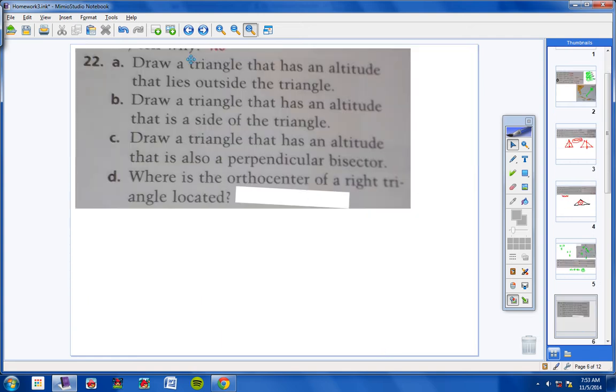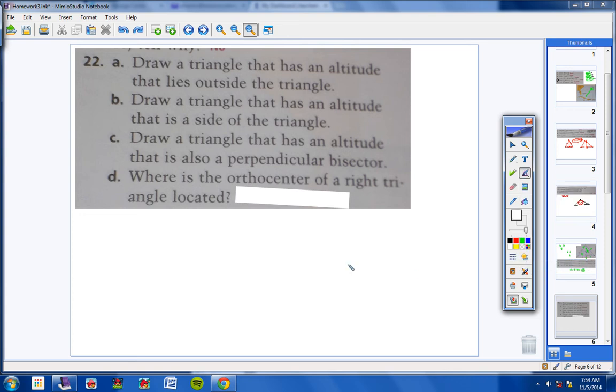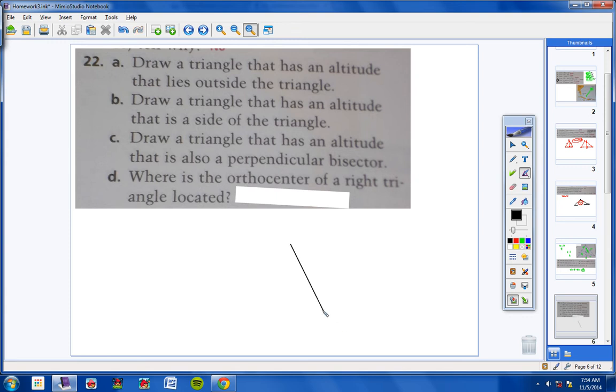Draw a triangle that has an altitude that lies outside the triangle. Okay, just draw an obtuse triangle like this. There we go. And the altitude, I can do better than that. Hold on one second. So the altitude for this triangle here would have to be down like this. And you would extend this side here. So there we go. There's a triangle where the altitude is drawn on the outside.